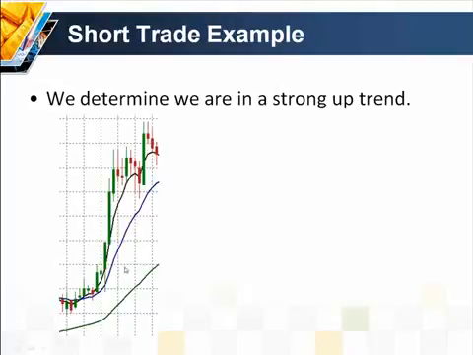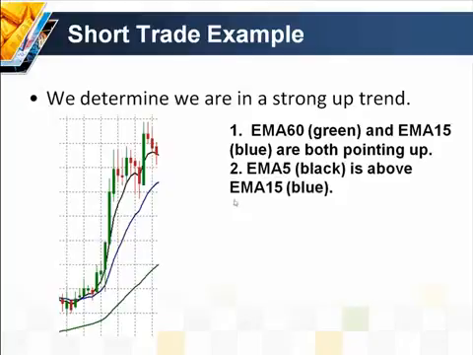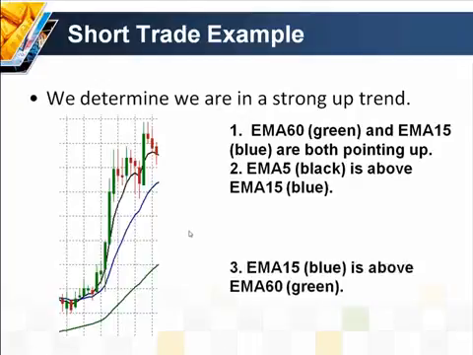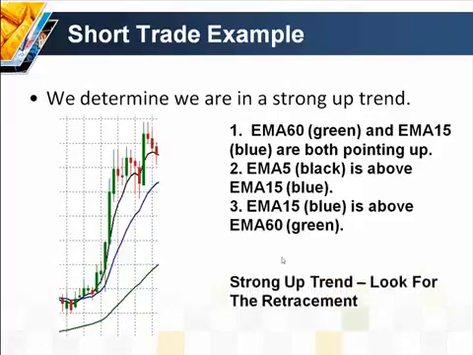We first determine we are in a strong uptrend. We do this by taking a look at the chart. The EMA 60 and the EMA 15, which is the green line and the blue line respectively, are both pointing up. We then ensure that the EMA 5, the black line, is above the EMA 15, the blue line. And finally, we ensure that the EMA 15 is above the EMA 60. At that point, we determine we are in a strong uptrend.